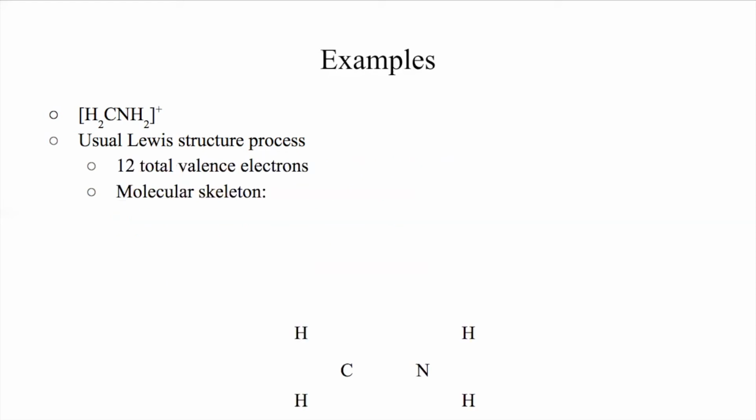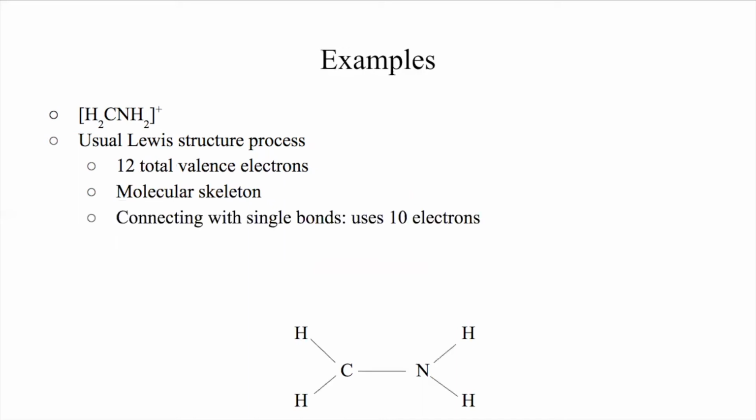From our molecular formula, we know that the skeleton is going to look like this, with the hydrogens on the outside. When we connect these atoms, we use up 10 valence electrons, and we can put the last two between carbon and nitrogen, like this.